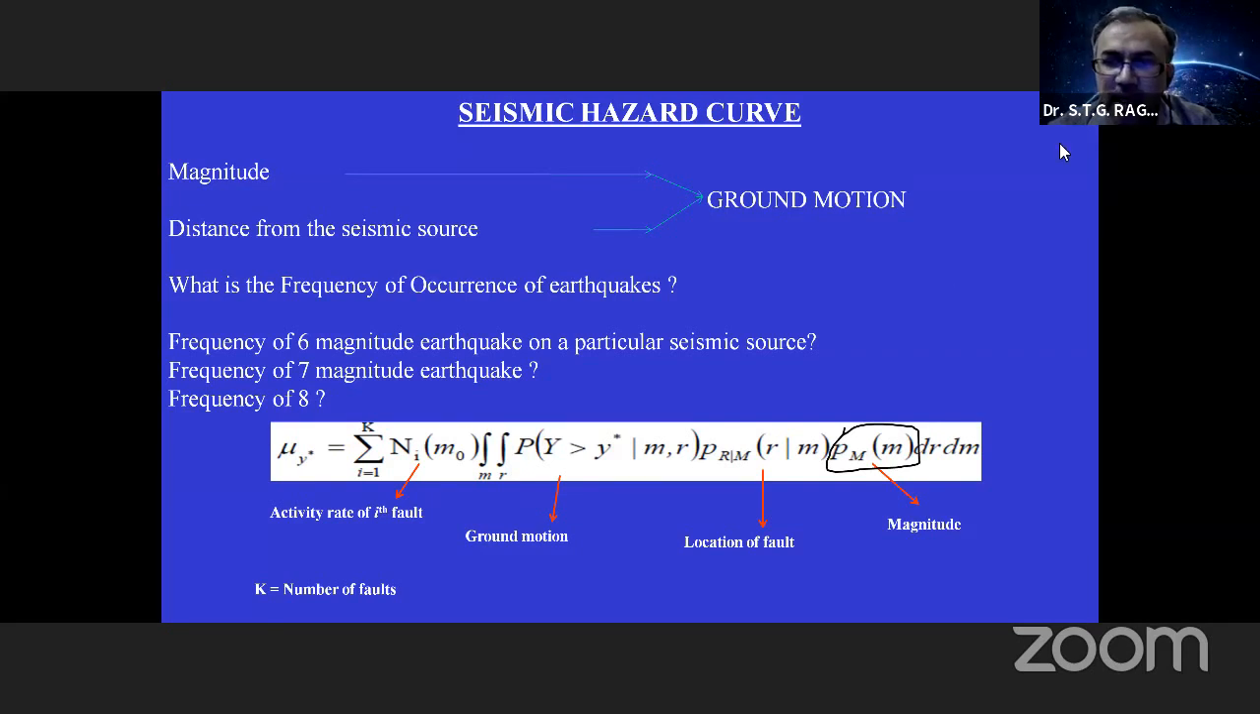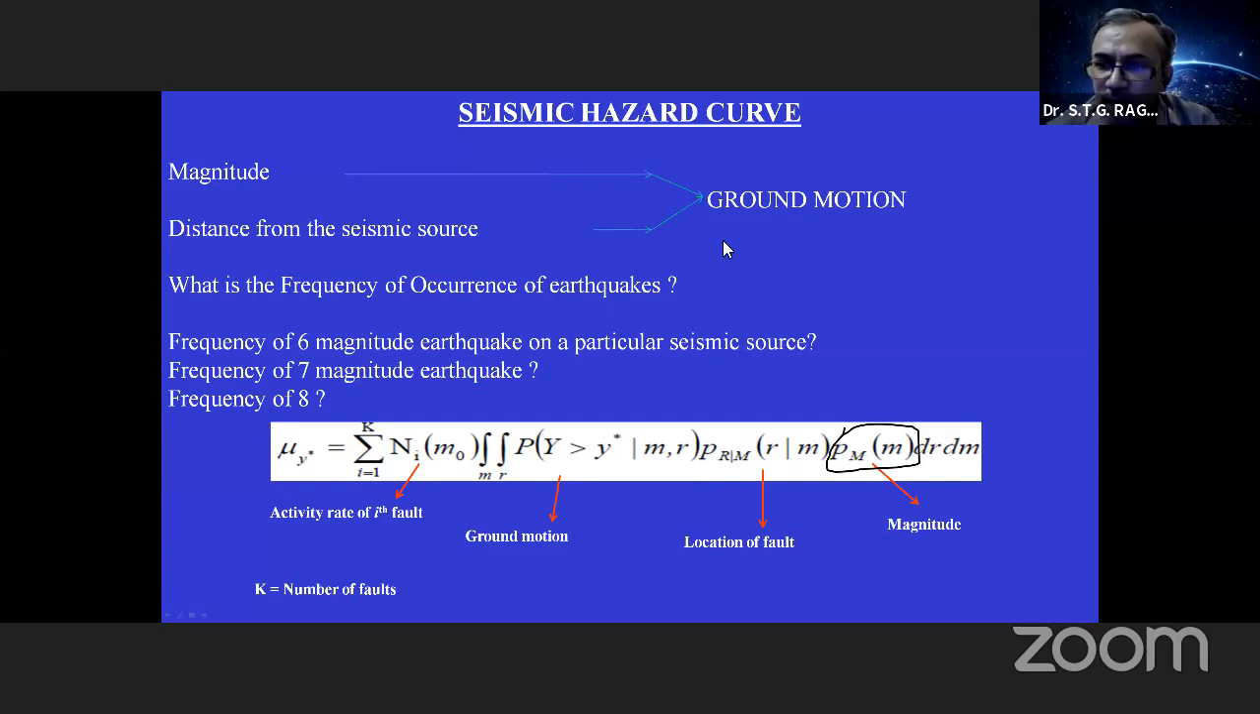We know that the ground motion depends on magnitude and on distance. Now we want to find out the risk associated with this ground motion. What we are interested in is finding all the PGAs from 0 to 4g, and we also want to quantify the uncertainty with all these numbers. That is what I have in this equation. You can see this mu y star. It is nothing but the risk associated with these numbers.